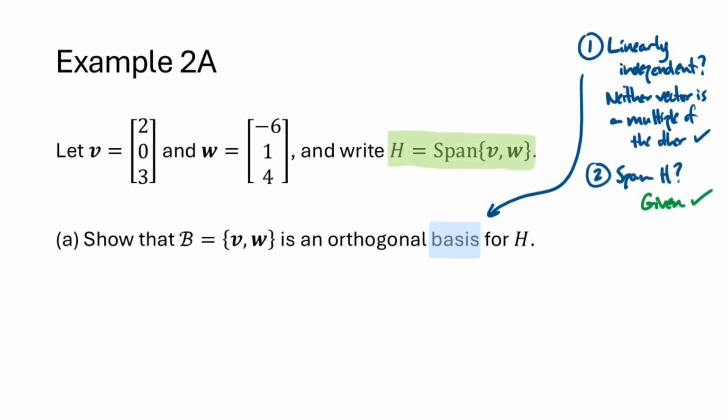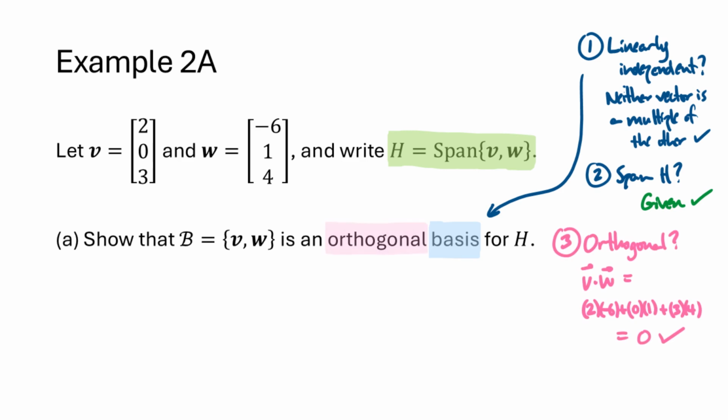We're given that H is the span of v and w, and so this set, script B, is a basis for H. Why is it an orthogonal basis for H? Well, that's the new definition that we've learned in this lecture, and we have to show that the vectors in this set are pairwise orthogonal. Well, there's only two vectors in this set, so all we need to do is show that v.w is 0, and we compute that and verify that that's true as well. So that shows that this is an orthogonal basis for H.